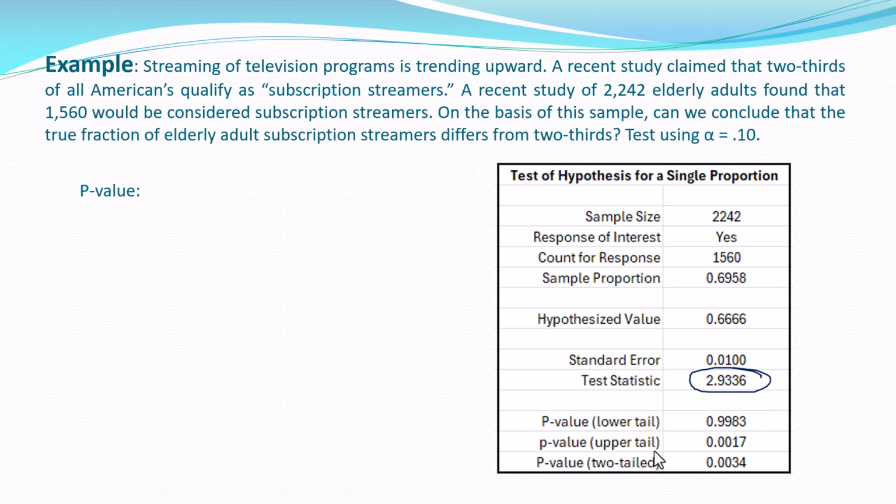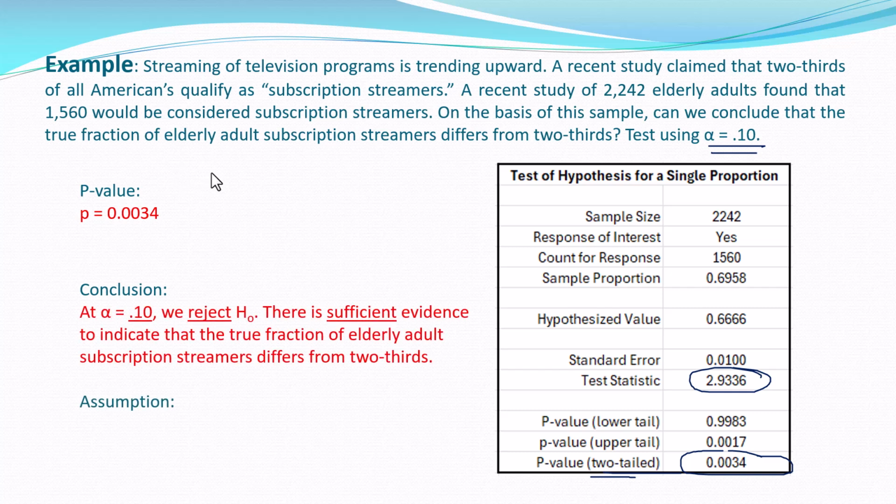But now we come down here and find our p-value that matches the test. So the p-value that we're going to use is the 0.0034. And now all we have to do is compare that 0.0034 to our alpha. Is it low? You bet it is. In fact, the rest of the stuff stays the same. At alpha equal 0.10, we reject H naught. There's sufficient evidence to indicate the true fraction of elderly adult subscription streamers, said it better that time, differs from 2/3. What's the assumption? Same one. We need a random sample of elderly adults.